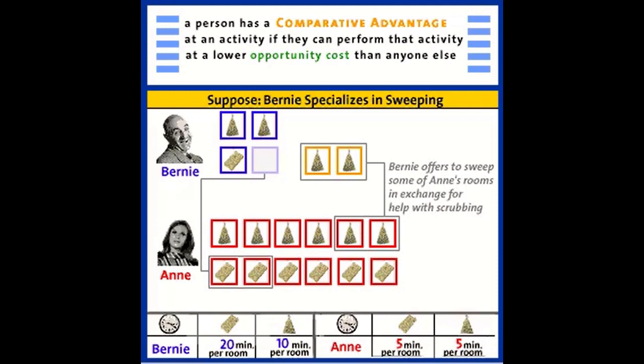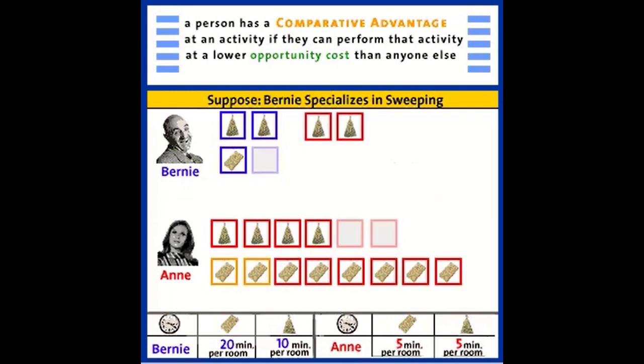So now Anne is sweeping 4 rooms, plus she's getting 2 rooms worth of sweeping services from Bernie, and that allows her time to scrub a total of 8 rooms. She can now give one of those scrubbed rooms to Bernie, that is, scrub one of his rooms, and he's just as well off as he was before. Now with this help from Anne, Bernie has 2 rooms scrubbed and 2 rooms swept. He's also sweeping 2 rooms for Anne, so she can scrub 2 additional rooms. And if you look, our total output now is 8 rooms worth of sweeping and 9 rooms worth of scrubbing.